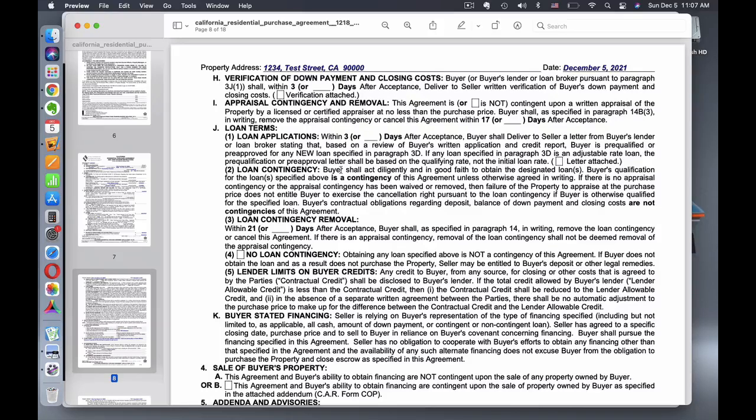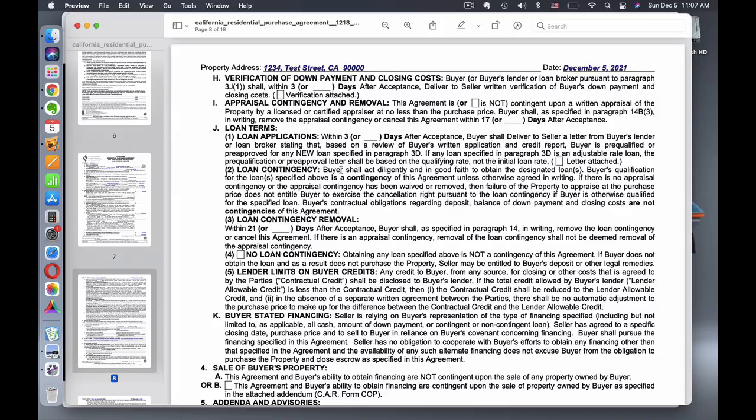Buyer shall act diligently and in good faith to obtain designated loans. Buyer's qualification for the loan specified is a contingency of this agreement unless otherwise agreed to in writing. If there is no appraisal contingency or the appraisal contingency has been waived or removed, then failure of the property to appraise at the purchase price does not entitle the buyer to exercise cancellation rights pursuant to the loan contingency if the buyer is otherwise qualified for the specified loans. Buyer's contractual obligations regarding deposit, balance of down payment and closing costs are not contingencies of this agreement.